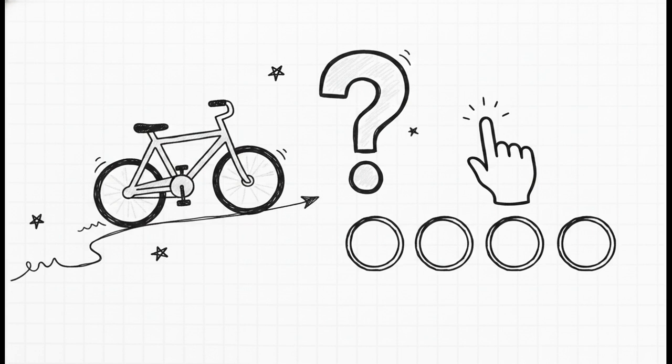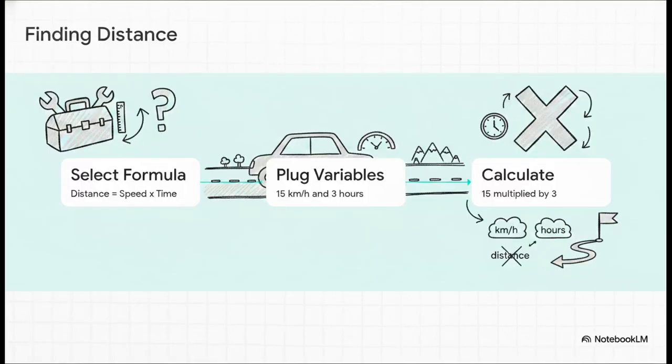Is the total distance A, 5 kilometers, B, 18 kilometers, C, 45 kilometers, or D, 30 kilometers? Take a guess. Let's break down the math step by step. Going back to our toolkit, we need to find distance this time. So we select the formula, distance equals speed multiplied by time. We take our known variables and plug them right in, 15 kilometers per hour and 3 hours.